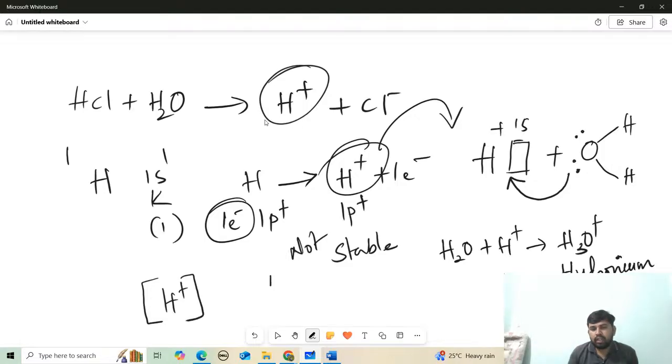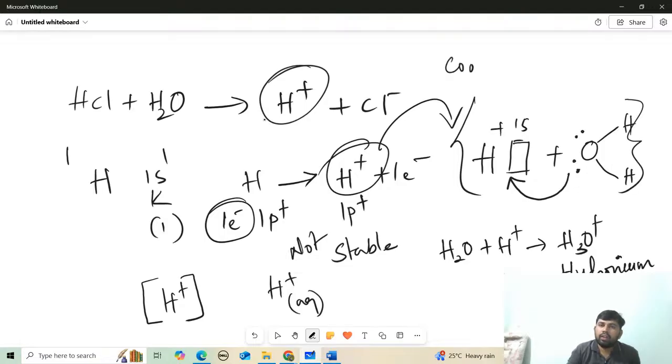Or we can write H plus, we'll write immediately in the aqueous. This exists in the water as it gains 2 electrons. You know very well what kind of chemical bond this is called. This is called a coordinate covalent bond.